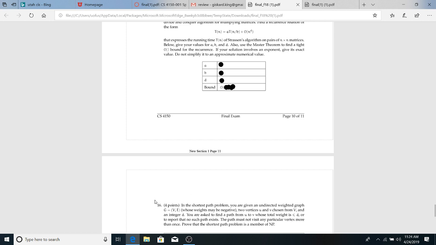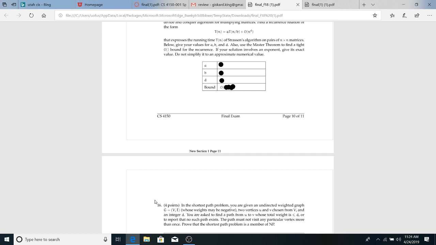So prove that the shortest path problem is a member of NP. So how do we do that? How do you prove something is NP? Right, you just have to show that given a solution, you can verify it in polynomial time, right? And we can easily take a path and just verify if it's correct in polynomial time, right?